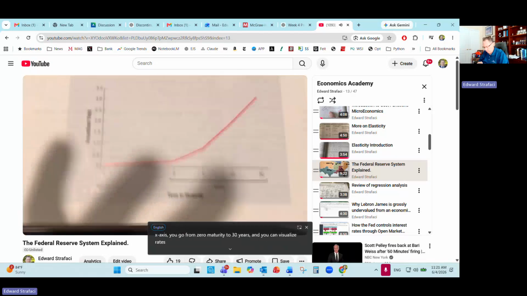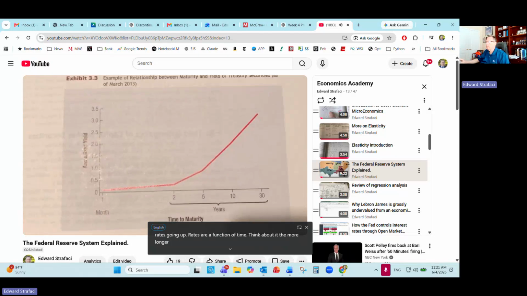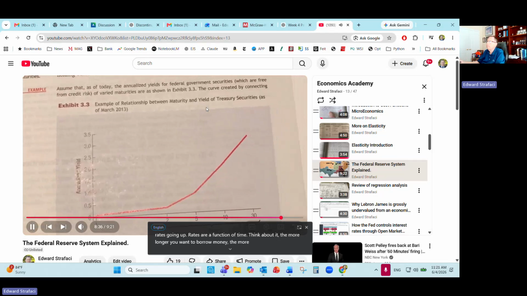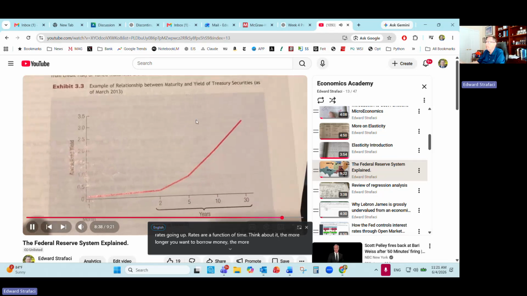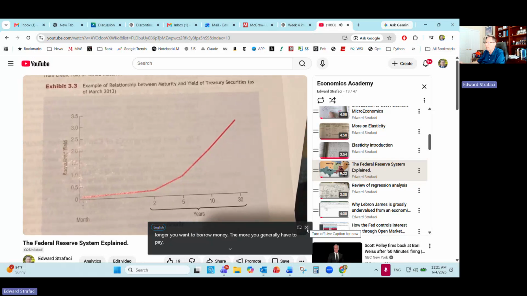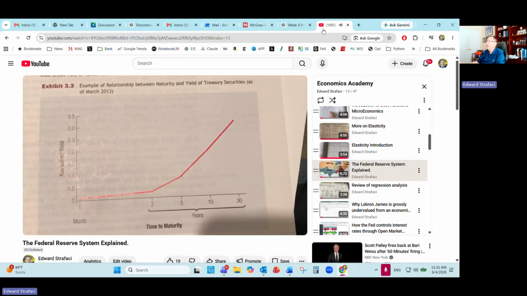Think about it. The longer you want to borrow money, the more you generally have to pay. Credit, the better your credit, the lower the rate. The worse your credit, a company's credit, the higher the rate. So you got time as a factor in interest rates. Your credit, like your credit score. Okay, so remember that we could stop there.